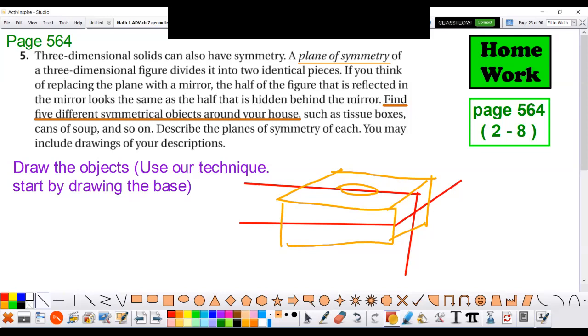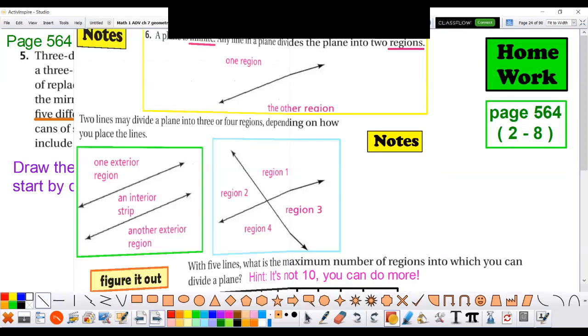So you try to find some objects around your house that are symmetrical. Normally I would have you guys bring an object in, we share them. That's number 5. Number 6.